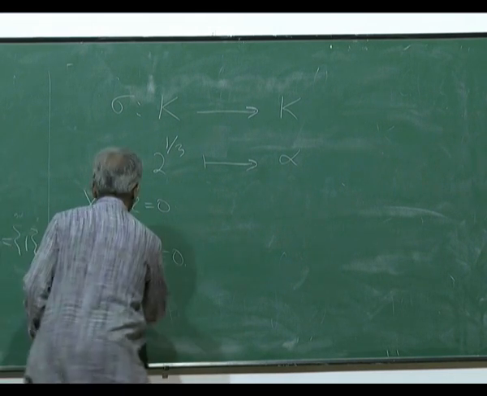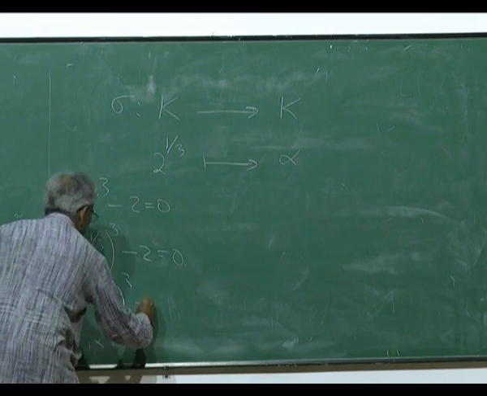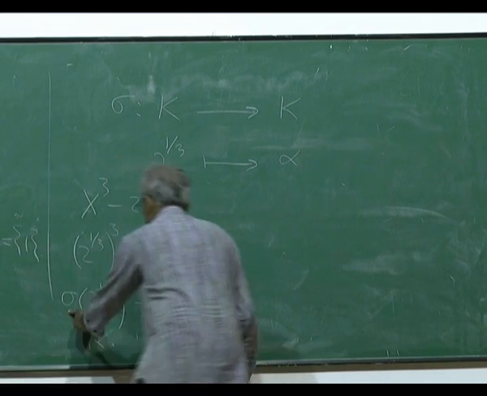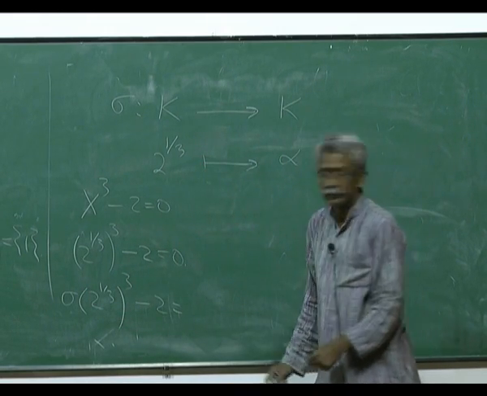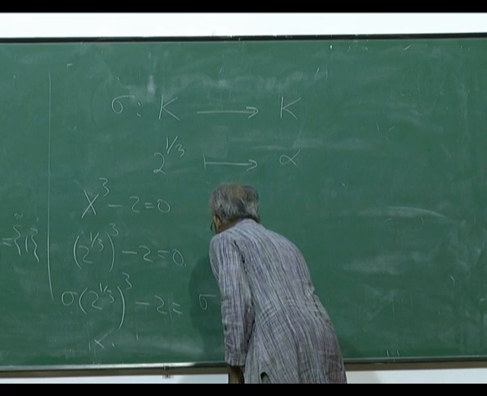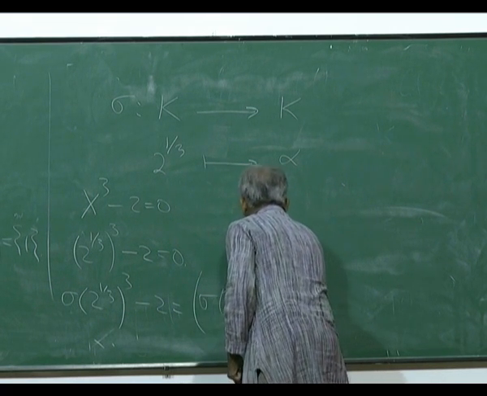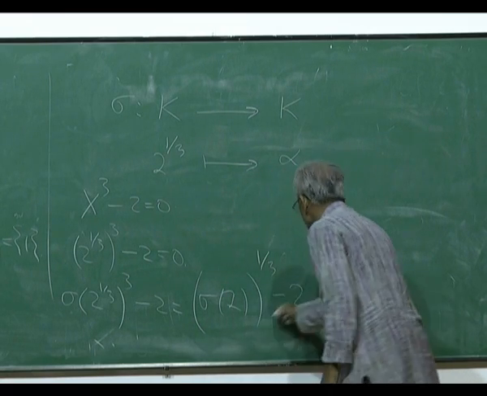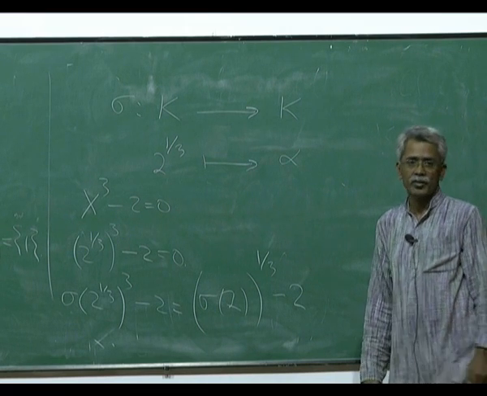Sigma of 2 power 1 by 3 whole cube minus 2, but this is the same thing, I can take the sigma inside because it is a field automorphism. So, this is the same thing as sigma of 2 power 1 by 3, whole cube, minus sigma of 2, but sigma 2 is equal to 2. Why is sigma 2 equal to 2?